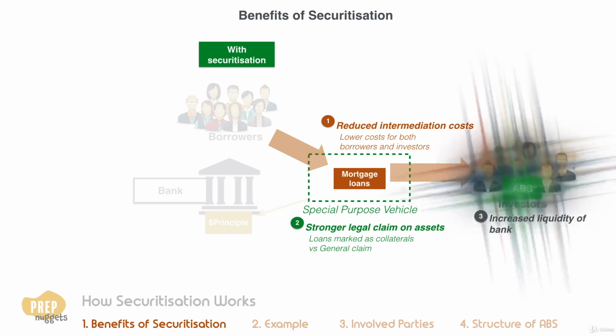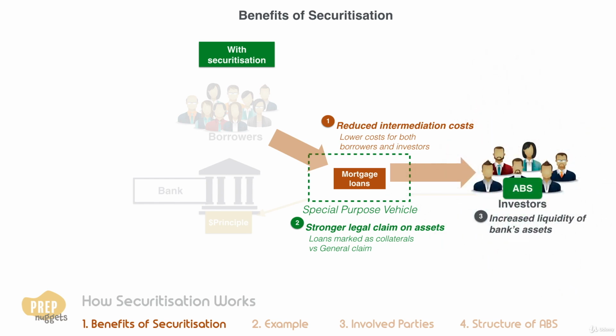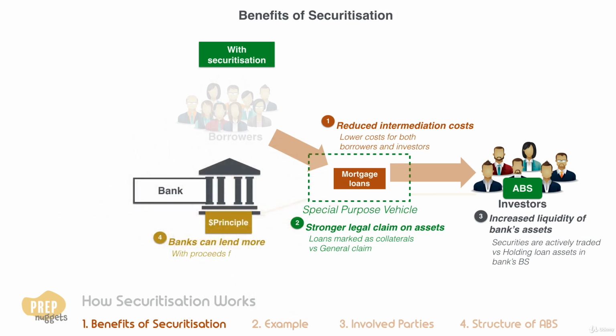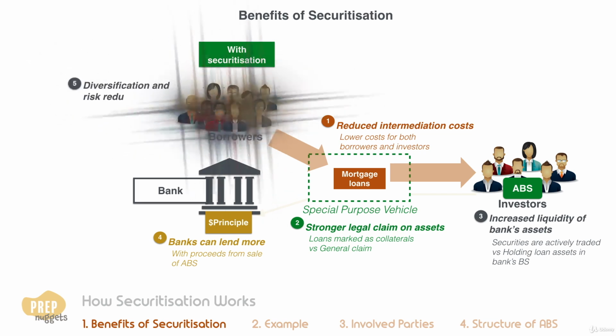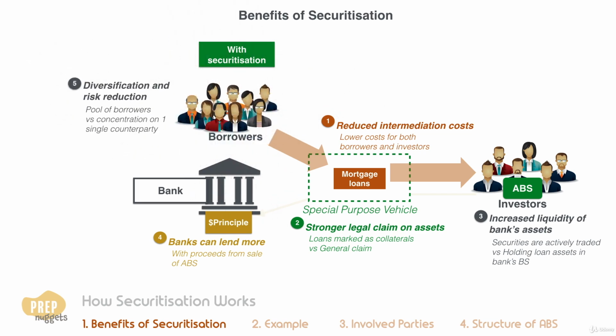Thirdly, when a bank securitizes its loans, the securities are actively traded, which increases the liquidity of the bank's assets compared to holding the loans on the bank's balance sheet. Moreover, with the cash proceeds from the sale of the ABS, banks are able to lend more. And as there are many borrowers in the mortgage pool, there are diversification and risk reduction benefits as compared to whole loans where risk is concentrated on just a single counterparty.